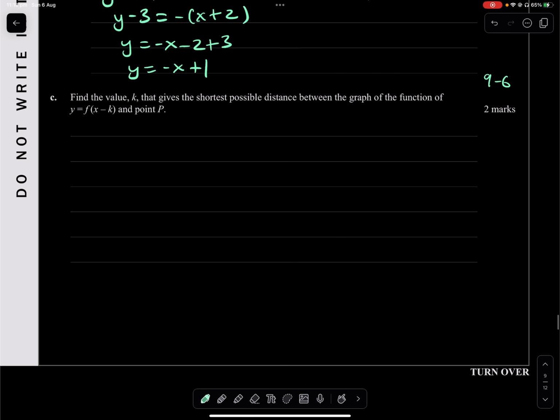Find the value of k that gives the shortest possible distance between the graph of the function y equals f of (x minus k) and point P. So x minus k, that k value is a translation to the right or left. So find the value that gives the shortest possible distance between the graph of this function and point P.